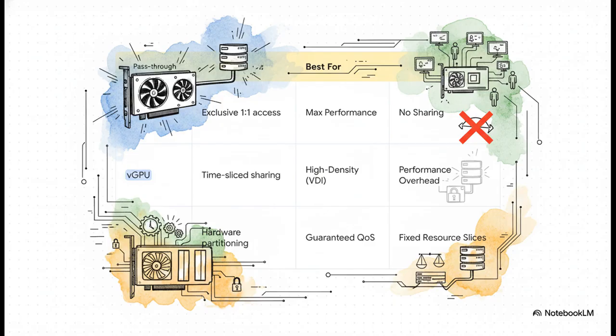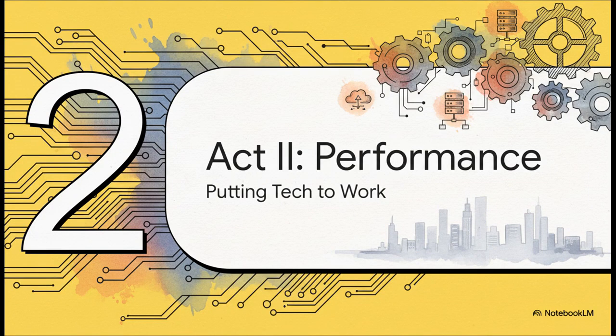Then, in Modules 2, 3, and 4, we met the big three players on the field. Each one has its own special moves and, of course, its own trade-offs. You've got pass-through up top, which is all about giving one VM exclusive one-to-one access. You get maximum near-native performance, but the catch? Absolutely no sharing. Then there's vGPU, which cleverly uses time slicing to let a bunch of users share the GPU. It's perfect for high-density stuff like VDI. And finally, you have MIG, which actually partitions the GPU at the hardware level. This gives you a guaranteed quality of service, which is awesome for mixed workloads that can't step on each other's toes.